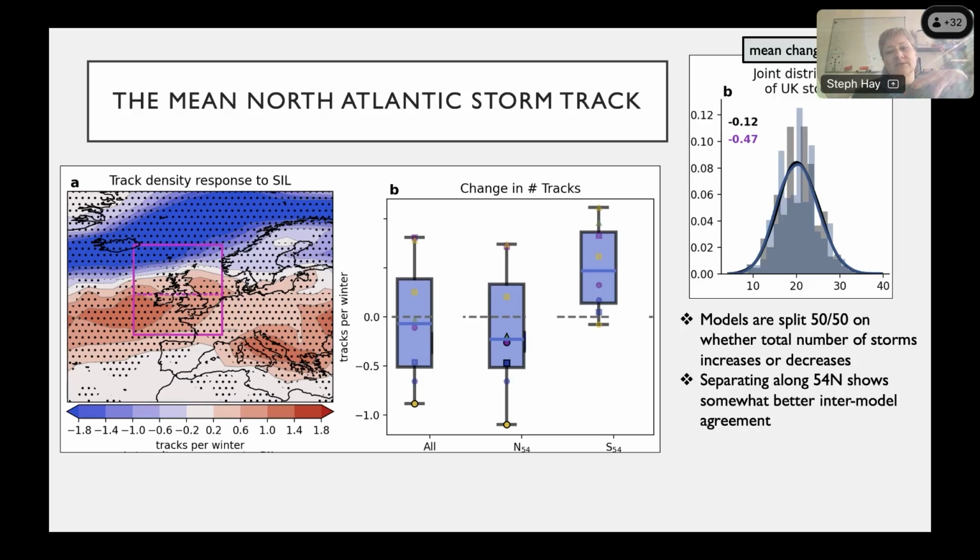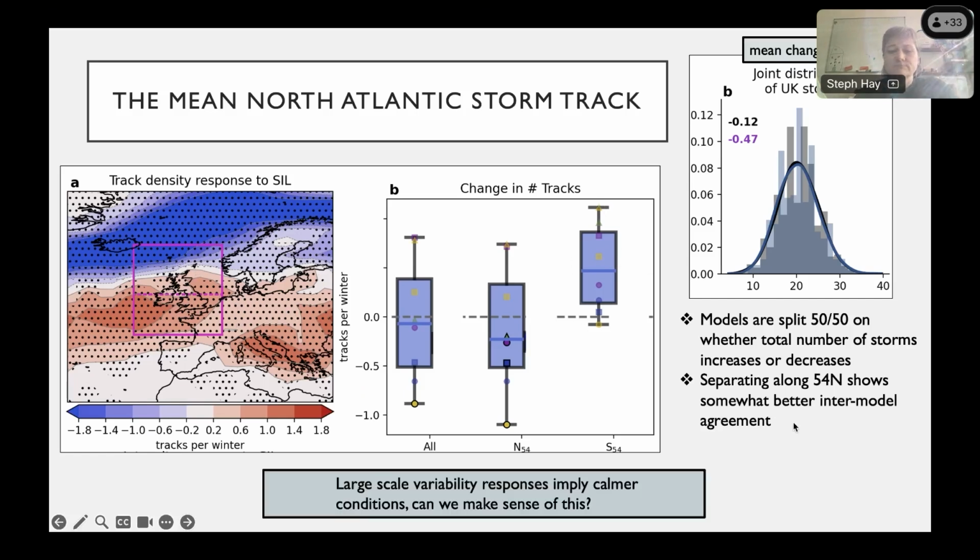You can get somewhat better understanding if you separate the tracks into 2 regions, one south of 54 degrees north and one to the north of that, where you have an increase in the number of storms to the south and a decrease to the north.